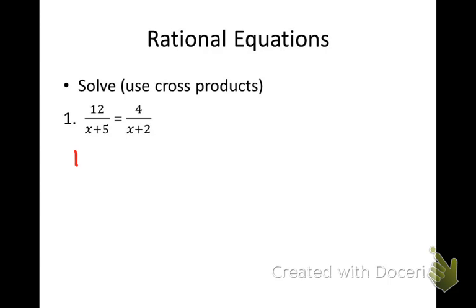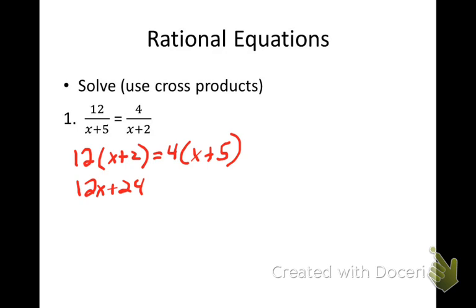products. So it would be 12 times the quantity x plus 2 is equal to 4 times the quantity x plus 5. And you just distribute: 12x plus 24 equals 4x plus 20. What kind of equation is this? This is a linear equation because it just has x's, so we need to get our x's on one side, so I'm going to subtract 4x from each side.